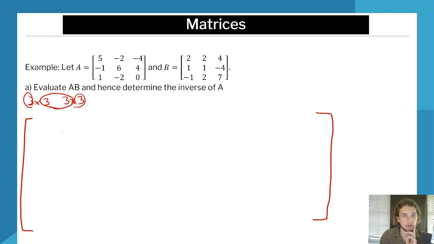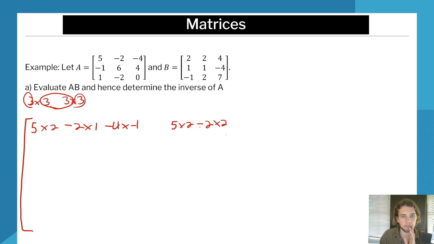So let's look at row 1, column 1. What is the value of row 1, column 1? So we get row 1 of A and multiply by column 1 of B. So that's 5 times 2 minus 2 times 1 minus 4 times minus 1. Now we're probably going to need even more space than this. We'll leave it open. So then column 2, row 1. So we do the row 1 of A times column 2 of B. So 5 times 2, negative 2 times 1, negative 4 times 2. Now over here we're doing row 1, column 3. So row 1 times column 3.